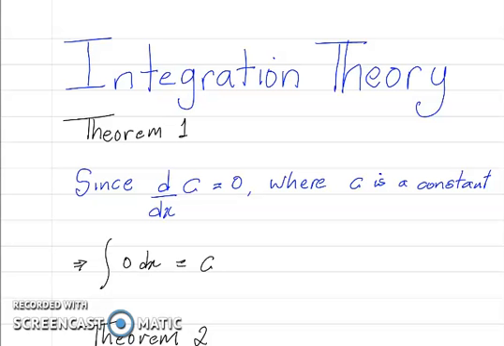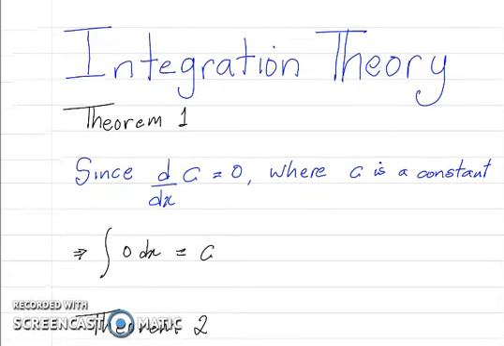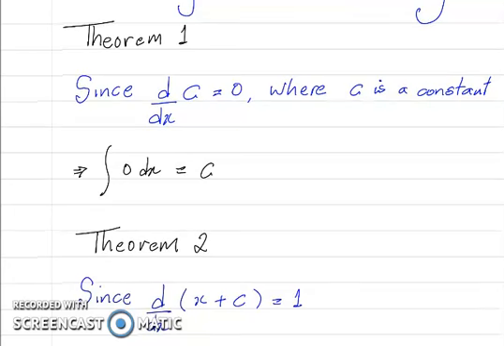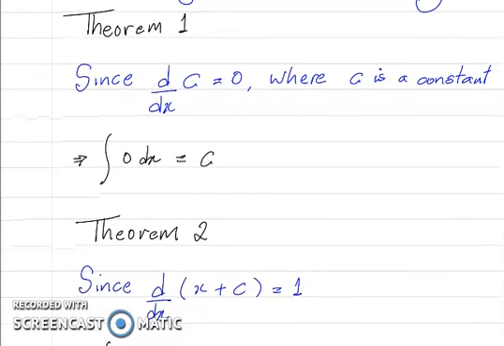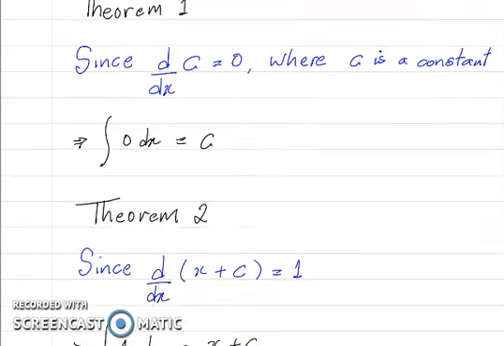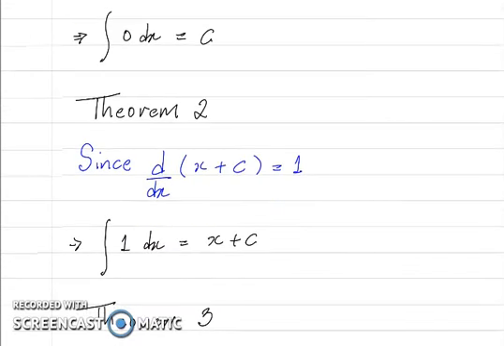All right, integration theory. Theorem 1 says, since when we differentiate c, where c is a constant, we get 0, if we integrate 0, we are going to get c, which is a constant. Theorem 2 says, if you differentiate x plus c, you're going to get 1. Therefore, if we integrate 1, we're going to get x plus c.